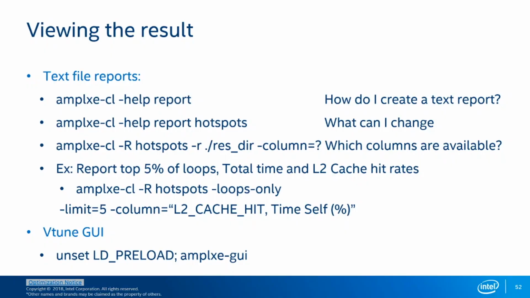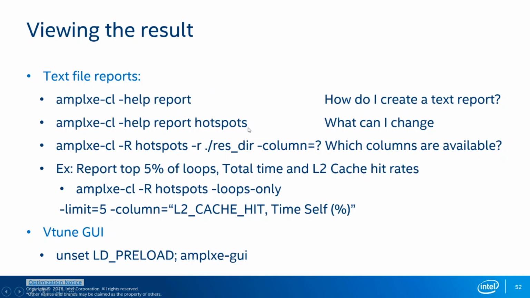In addition to viewing the GUI, oftentimes, we want to collect performance metrics over time or for many different binaries. So we want to set up some sort of an automated workflow where we get all this information. So you can generate text file or CSV reports using VTune. If you want to get more information on that, again, you can use the help menu. So we can do help report, and then we'll see all the different reports that we can do.